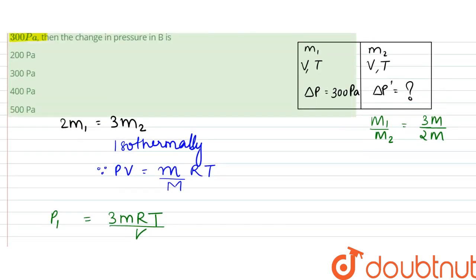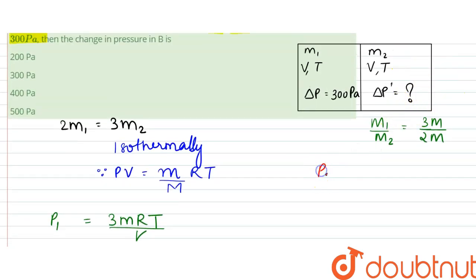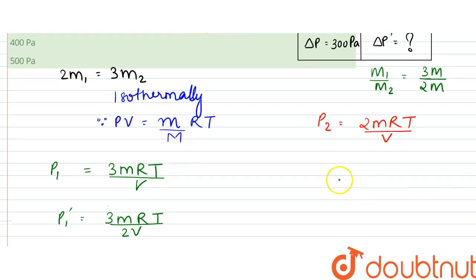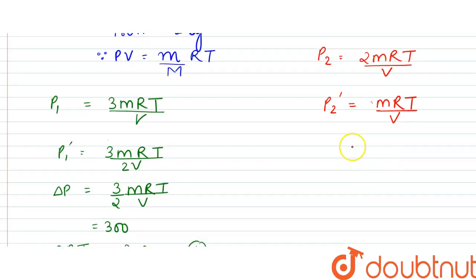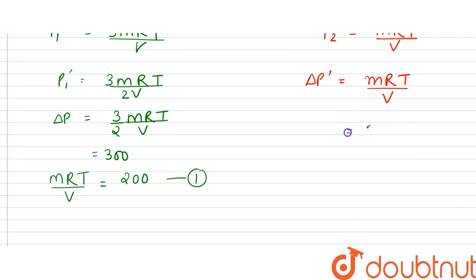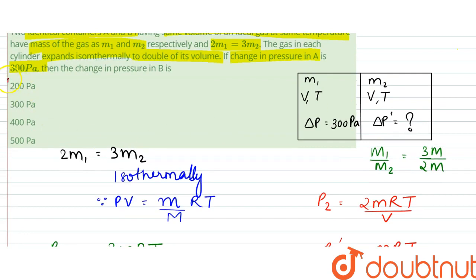Now we can find it for this one. So P2 would be equal to 2 mRT by V, and P2 dash would obviously be equal to mRT by V, since the 2 and 2 get cancelled here. The volume is getting doubled. So delta P dash would be equal to 2 minus 1, so that is mRT by V itself. So mRT by V is equal to 200, so it would be equal to 200 pascals. So our answer would be 200 pascals, that is option A.